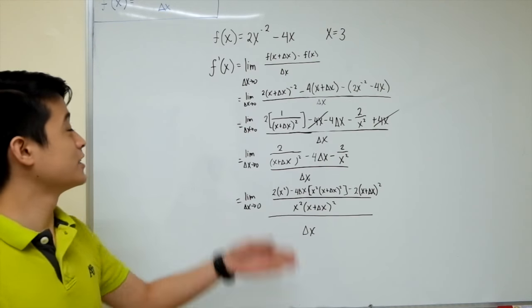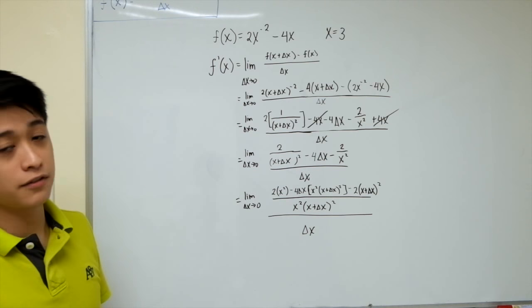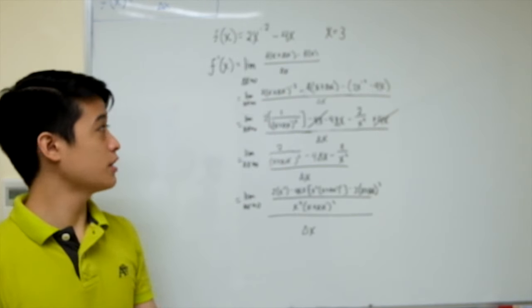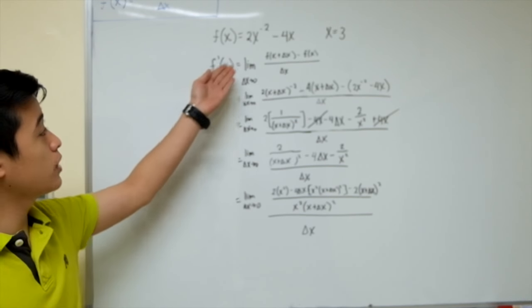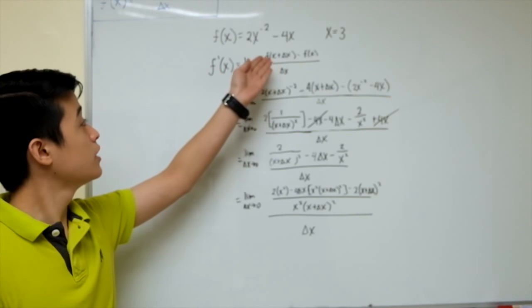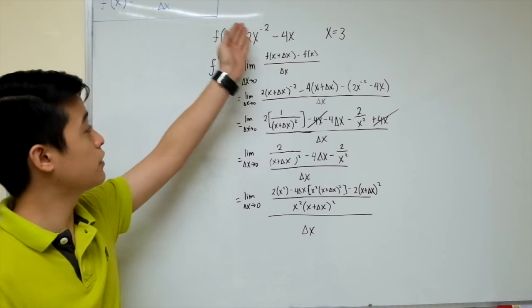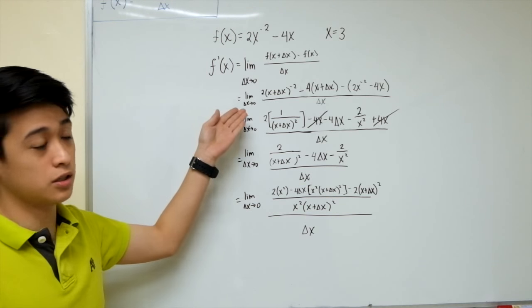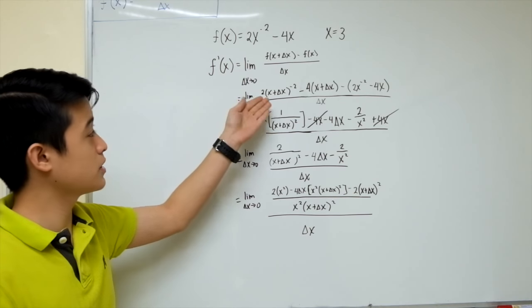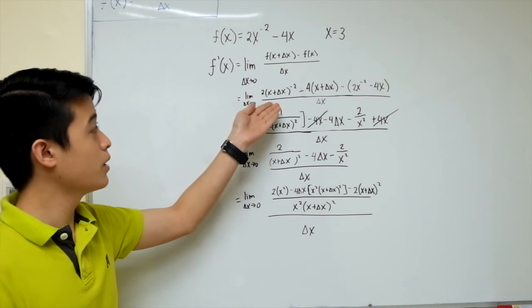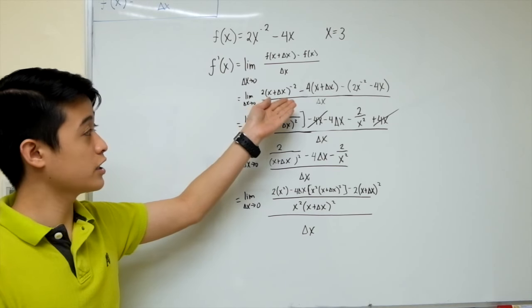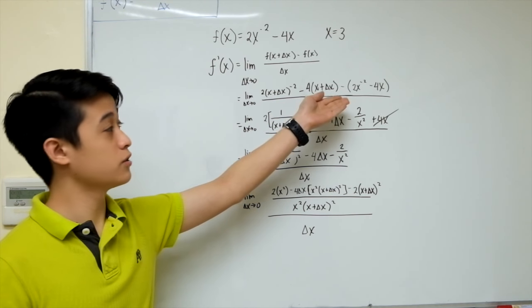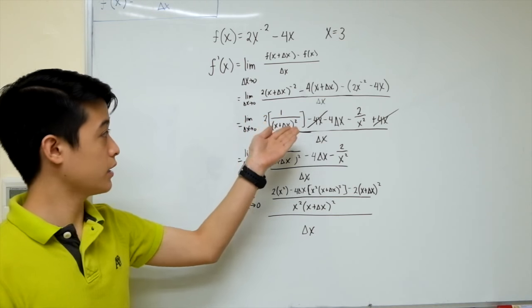So our function is 2x to the power of negative 2 minus 4x, where x is equal to 3. So what we first have to do is to substitute f of quantity x plus delta x minus f of x into the function. This makes it the limit as delta x approaches 0 of 2 quantity x plus delta x to the power of negative 2 minus 4 times the quantity of x plus delta x minus quantity 2x to the power of negative 2 minus 4x, all over delta x.